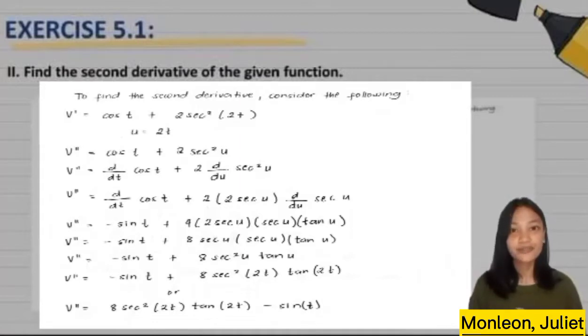The second derivative of v with respect to t is equal to negative sine t plus 8 secant squared u tangent u. To get the final answer, we will substitute the value of u, which is 2t, into the result that we came up with. So, the second derivative of v with respect to t is equal to negative sine t plus 8 secant squared 2t times tangent 2t, or the second derivative of v with respect to t is equal to 8 secant squared 2t times tangent 2t minus sine of t.